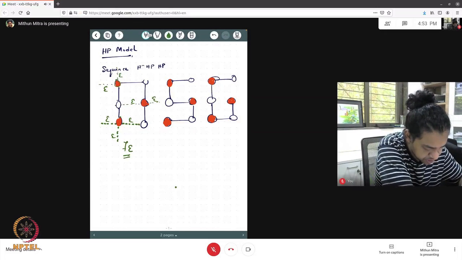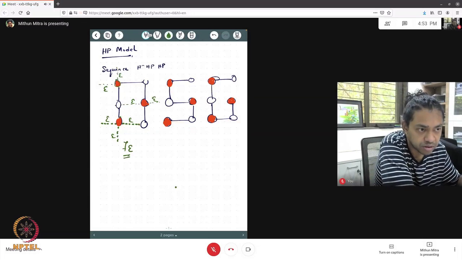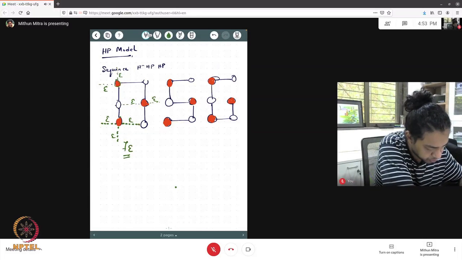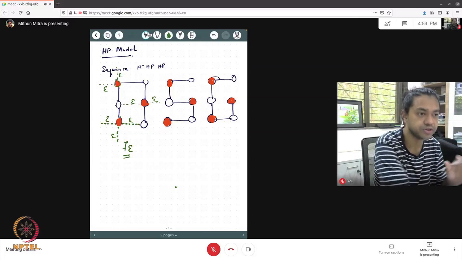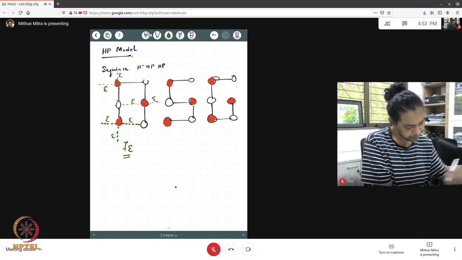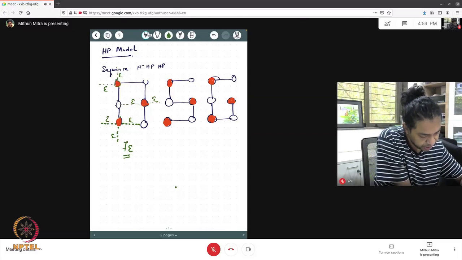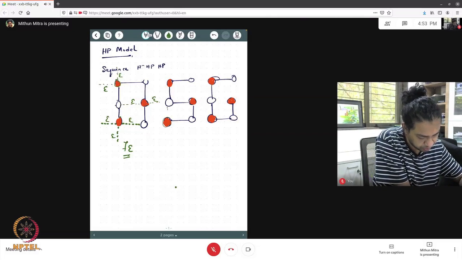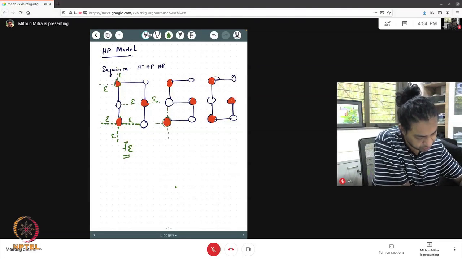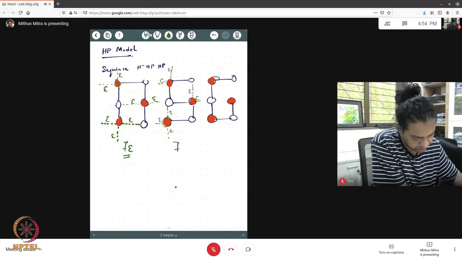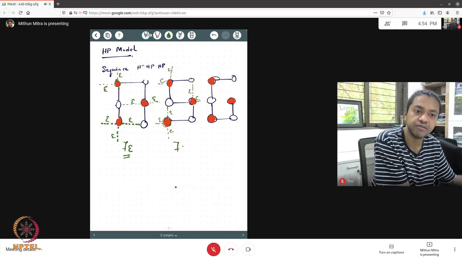Remember, I'm not counting bonds which are along the backbone, because that's a separate issue. I'm just counting non-neighboring residues which are adjacent to each other along this lattice. So if I do the same thing over here, this hydrophobic residue is adjacent to this polar residue. It is adjacent to water here, water here. This one is adjacent to two waters. This one is adjacent to one polar residue and one water. So again, epsilon, epsilon, epsilon, epsilon, epsilon, epsilon, epsilon. So this structure, the S structure, also costs an energy of 7 epsilon.